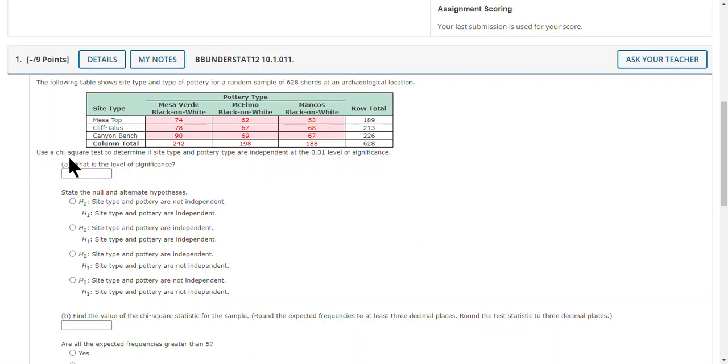It says to use a chi-squared test to determine if site type and pottery type are independent at the 0.01 level of significance. So the first thing I'm going to do is answer question A, what's the level of significance? Well, that's 0.01. Got that part. Then it wants me to state the null and alternative hypothesis.